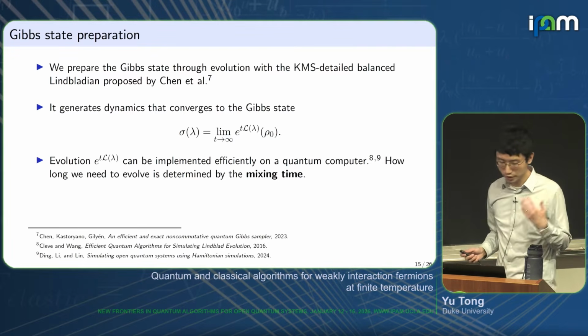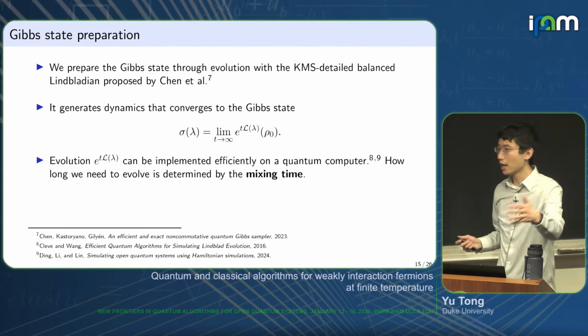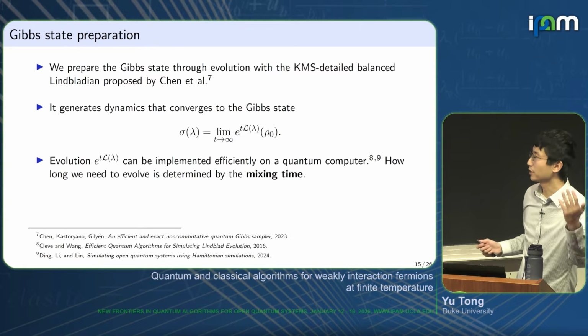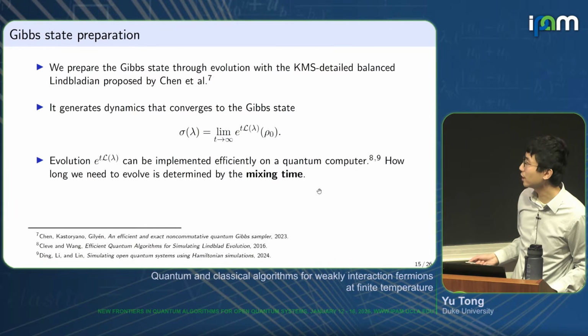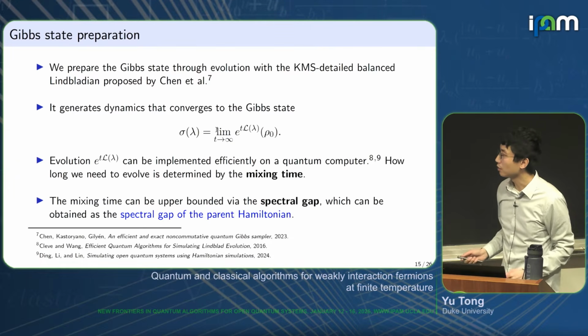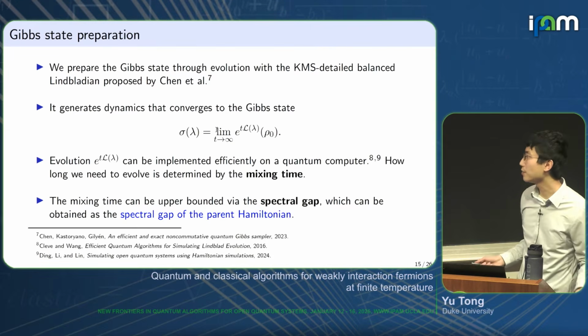But of course, you cannot evolve for infinite time. You have a quantum computer with finite resources. So then the question is, how long do you need to evolve? And that is the mixing time. So we really need a mixing time bound.